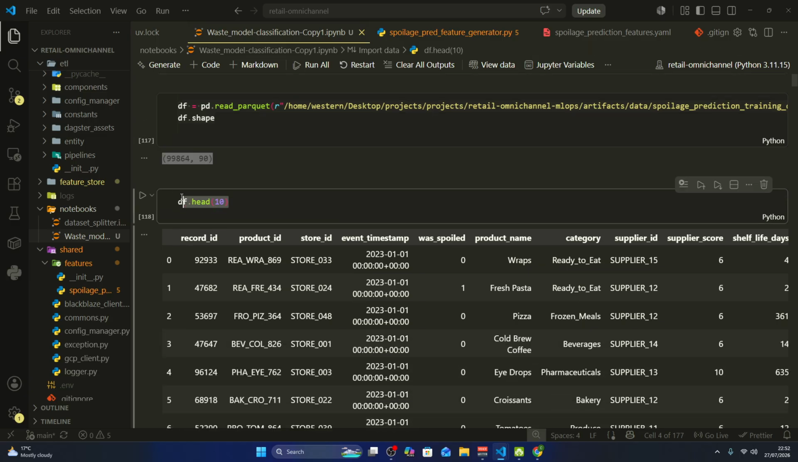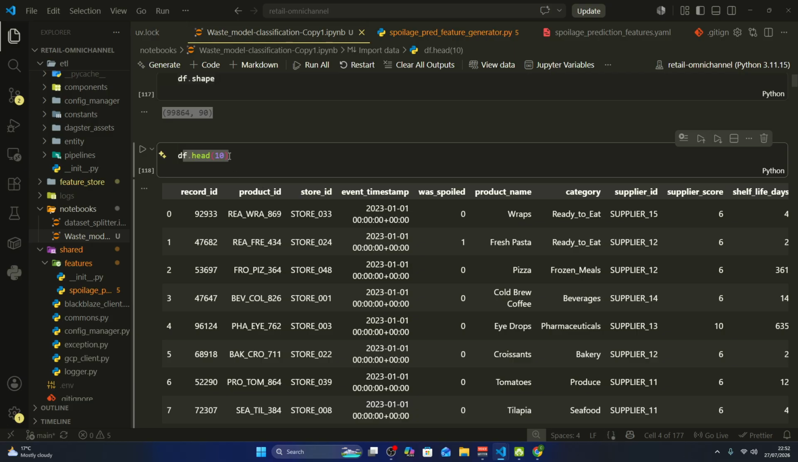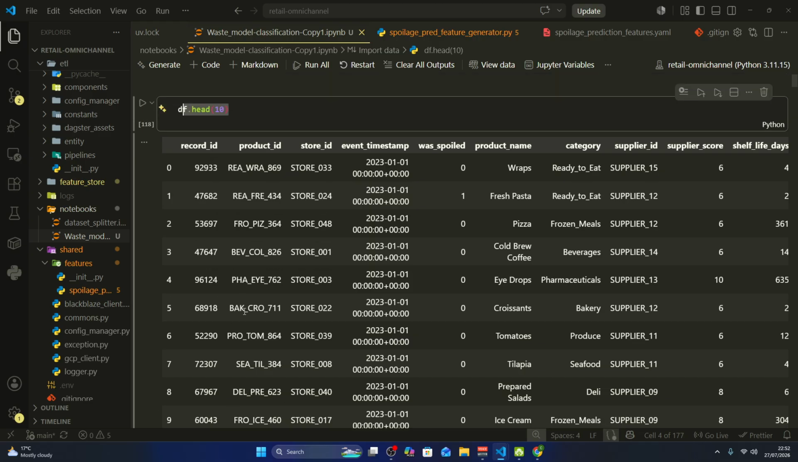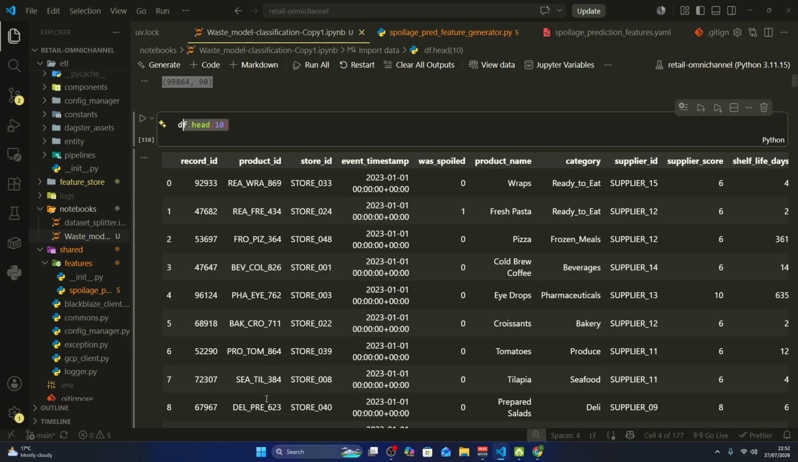Okay, so you can do dot head. This is just to display the top 10 rows within the data itself. So you can see we have the data. One thing that you can do is compare this, for example, look at the record ID, then go back to your initial data set and see, did I capture the correct values? If my record ID is this, does that mean that this is my product ID, store ID, and so on?